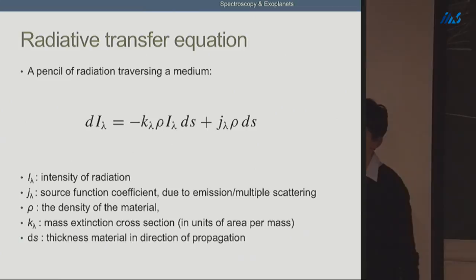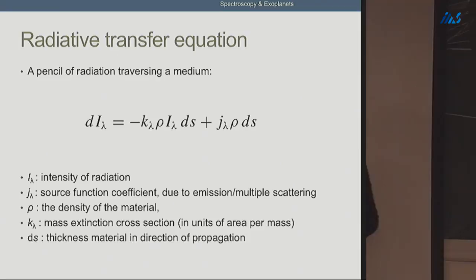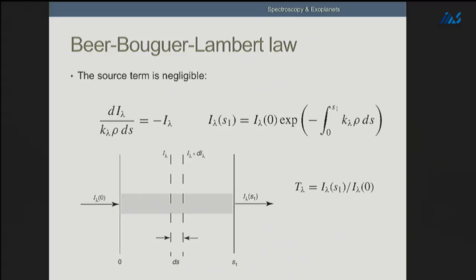And I can have some source function, in case there are processes that can increase the intensity. Let's focus for the moment on this part. If the source function J is equal to zero, then it's relatively easy to integrate this equation and obtain the Beer-Bouguer-Lambert law.